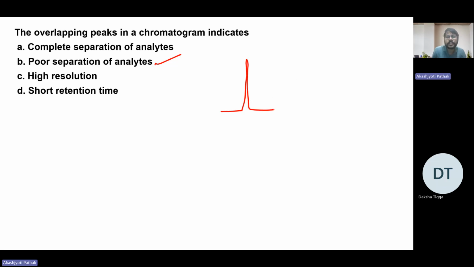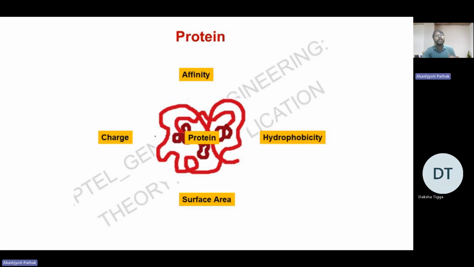Okay, if it's a sharp peak, it must have a very small peak width. Peak width must be less. So now, the protein coming to the chromatography.